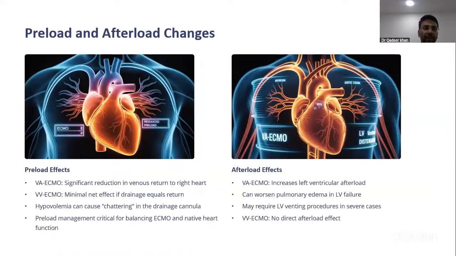The major impact on preload in VV ECMO is a significant reduction in venous return, because the whole blood is taken out from the RA. In VV ECMO, the minimal net effect is that drainage equals the return. Hypovolemia can cause shattering of the drainage cannula. As I told you, if hypovolemia is there, then the drainage will not happen properly. In those situations, a multi-stage cannula may help, but again, if there is hypovolemia, your drainage may not happen.